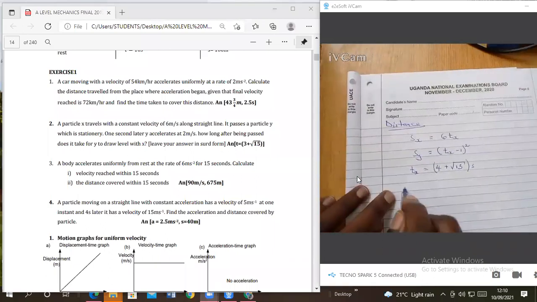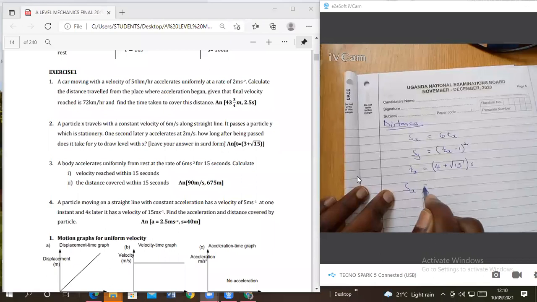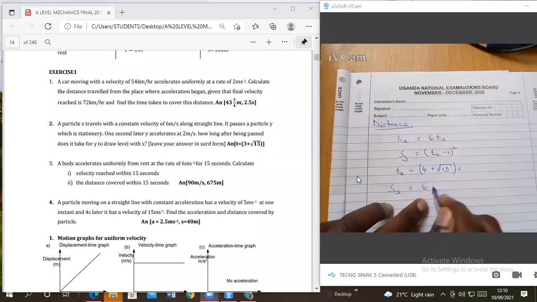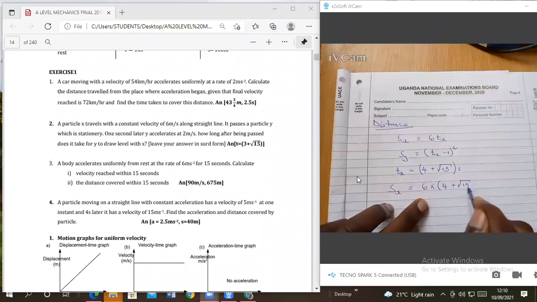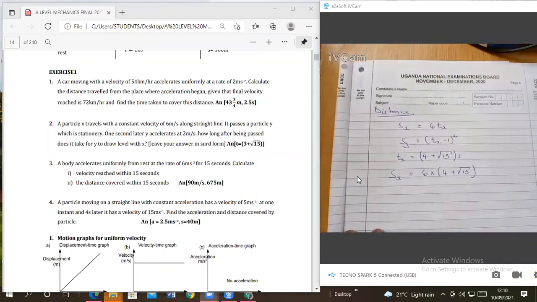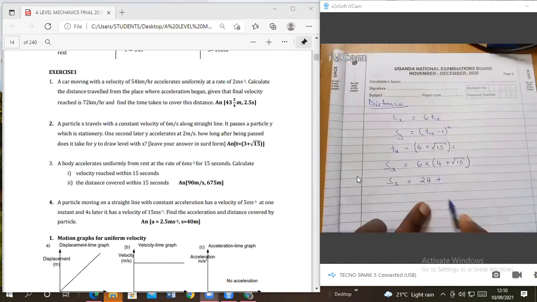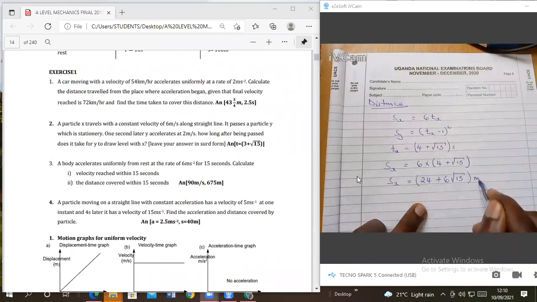Yes. So now, what will be our Sx? Sx will be 6 times the time, which is 4 plus root of 15, into brackets. So Sx will give us 24 plus 6 root of 15 meters.